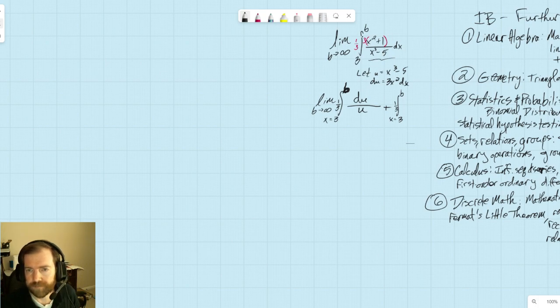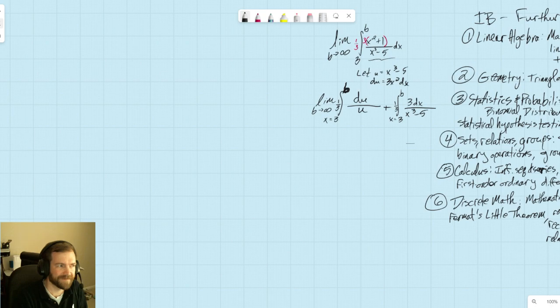Of 3 dx over x cubed minus 5. All right, now this is not going to be nice. It's not going to be nice at all. But good news is still doable.